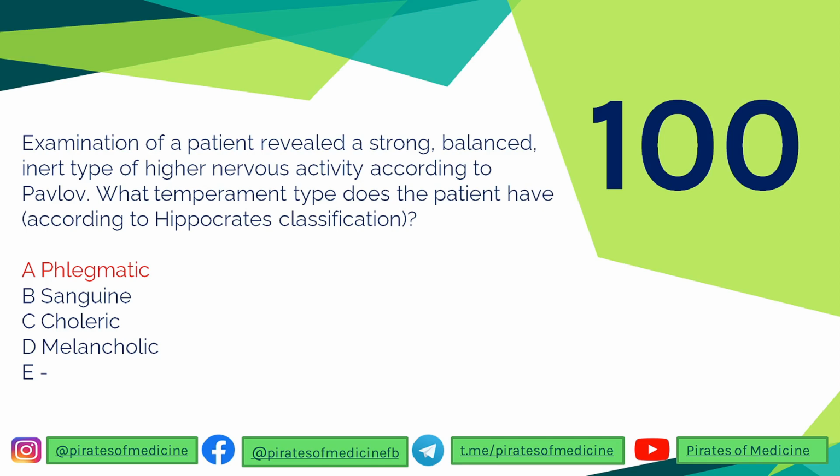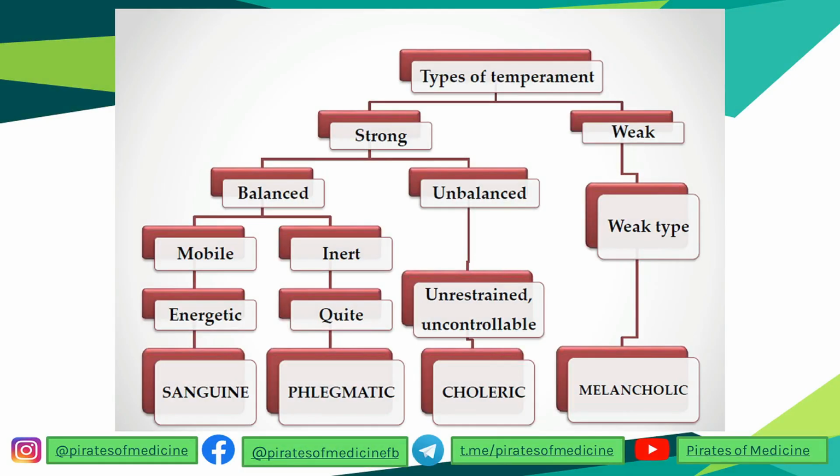You can use it and you will be able to answer all these questions. So see, types of temperament: strong and weak. Weak means weak type, which is called melancholic. Strong, unbalanced, uncontrollable is choleric. Strong, balanced, inert, quiet is phlegmatic. Strong, balanced, mobile, energetic is sanguine.